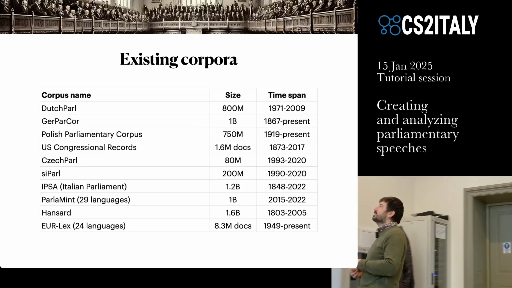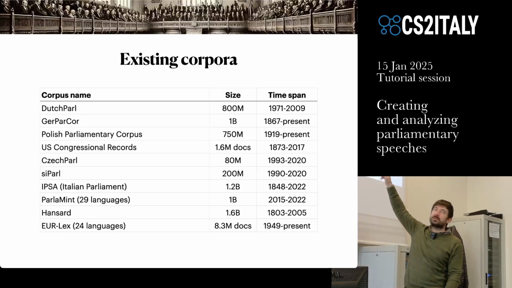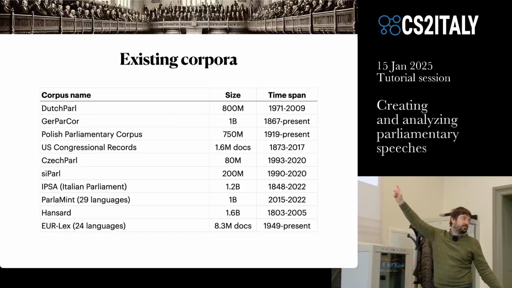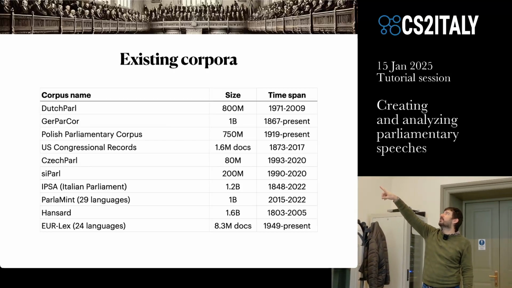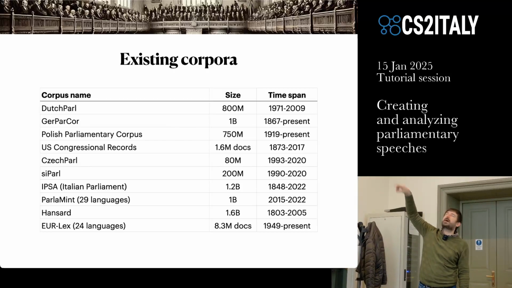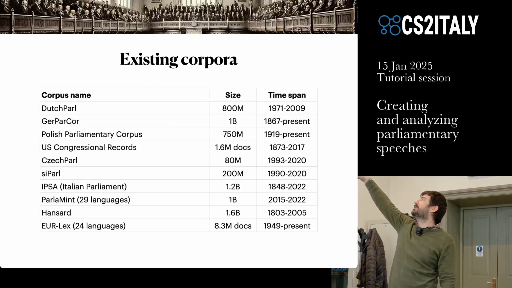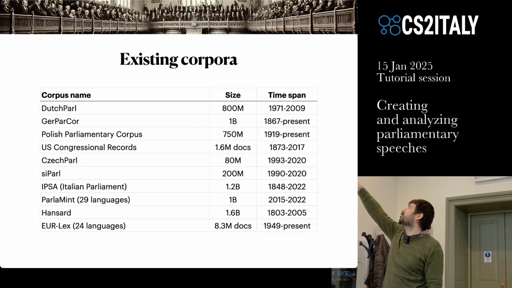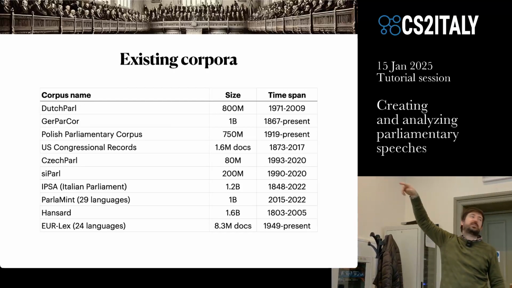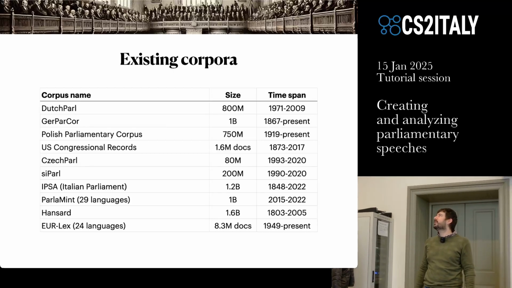The biggest one is the Hansard. Hansard covers 2 centuries in practice, and it's the biggest one even in terms of tokens. The size is expressed in tokens, except for the US congressional records, which is expressed in documents, and it's very hard to investigate. I tried to download it, but it's very hard. It's very big.